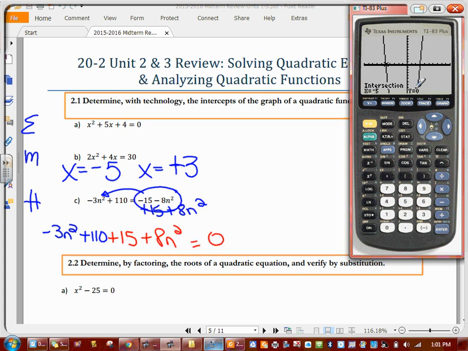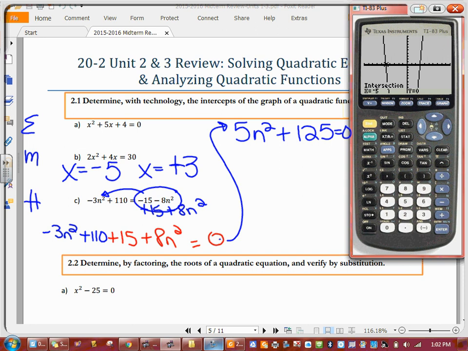Now you need to add like terms. So I'm going to add up all my n's. I've got 8 and a -3. 8 and -3 are going to give me a 5. So this, I'm just going to write up here, is going to give me 5n squared. And I've got 110 plus 15 to give me 125. So that is the equation that we need to put into our y equals 0, because that's what we were trying to do. So now we go to our calculators and we're going to graph this one.